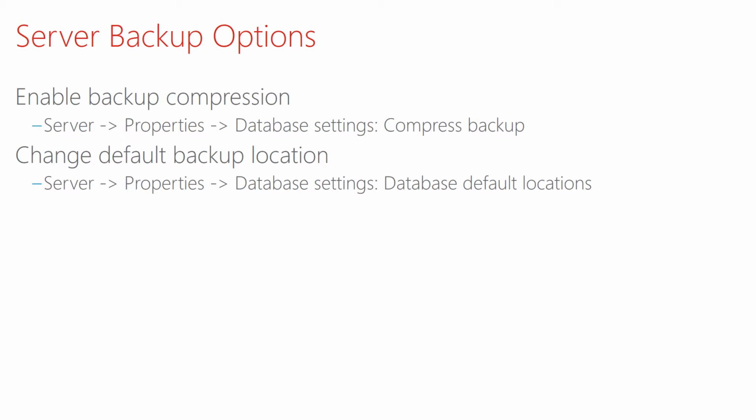First, let's talk about two server-level backup options. One option I like to enable is backup compression. When compression is enabled at the server level, it becomes the default option for all new backups that you run. The second server option I like to change is the default backup location. This will save you time and make it easier to consistently save your backups in a convenient location. Let's take a look at those server options.